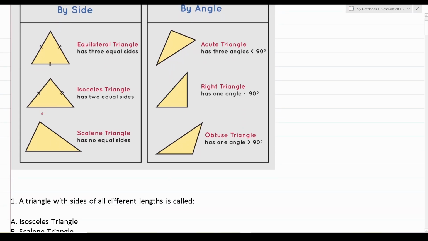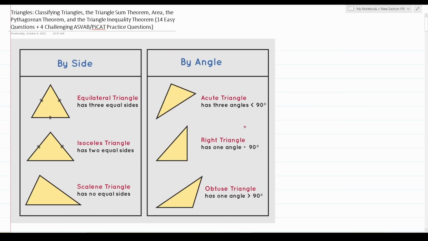Next, you can see that an isosceles triangle has 2 equal sides, and these hash marks indicate that this side is equal to this side. And finally, a scalene triangle is a triangle in which none of its sides are equal. And you can see there are no hash marks on any of these sides. That indicates that none of the sides are equal.